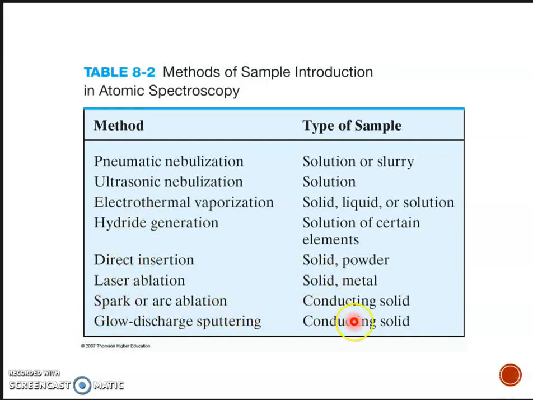Okay. Kemudian kalau conducting solid, you boleh guna spark or arc ablation ataupun glow discharge sputtering. Yeah. So this is the method of sample introduction in atomic spectroscopy. Lain-lain instrumen, lain method dia. Kalau instrumen yang kita ada ni adalah nebulization dengan electrothermal. Ya, dia tiga-tiga. Ada hydride generation juga. Hydride generation ni adalah untuk spesifik untuk mercury.